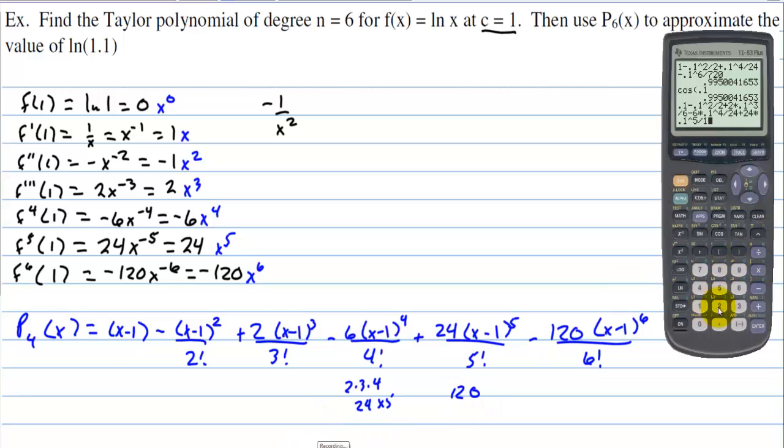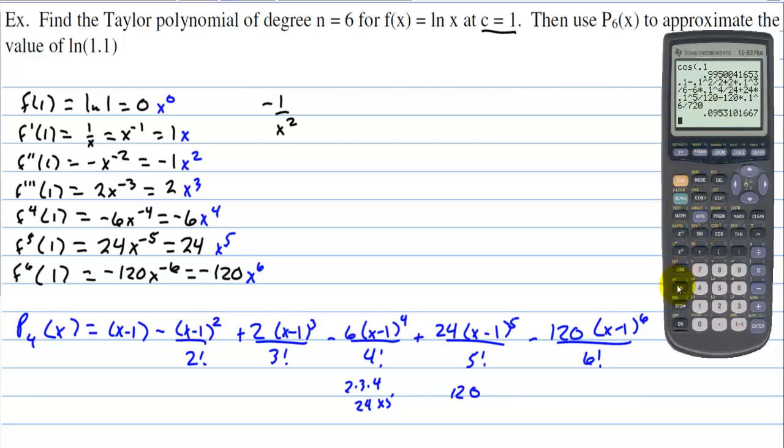So divide by 120. We could do the factorials if we wanted to, using the math menu. And then finally, minus 120 times 0.1 raised to the sixth. And we will divide that by 6 times 120, which is 720. We press enter. We get this value, 0.095.